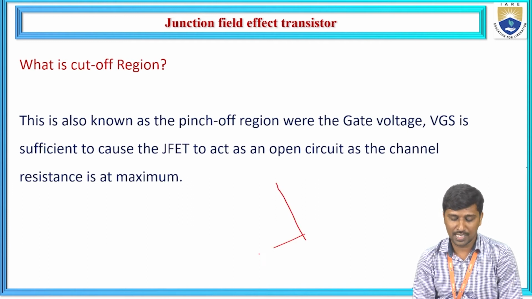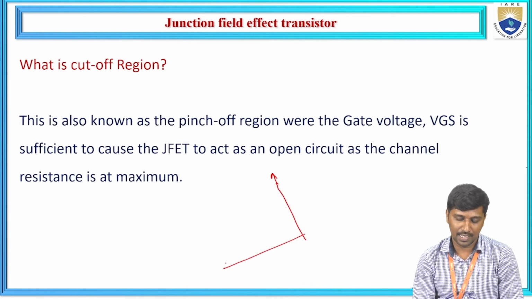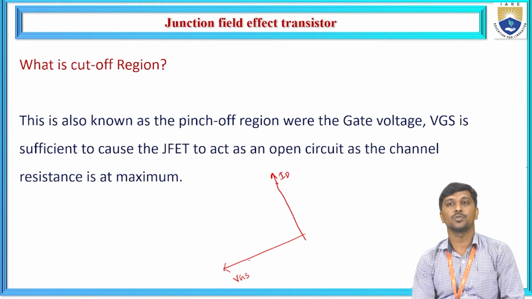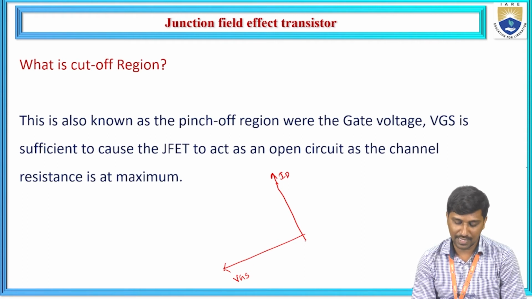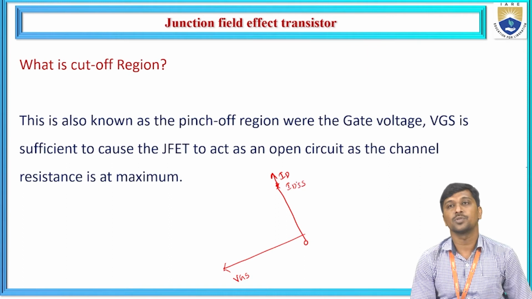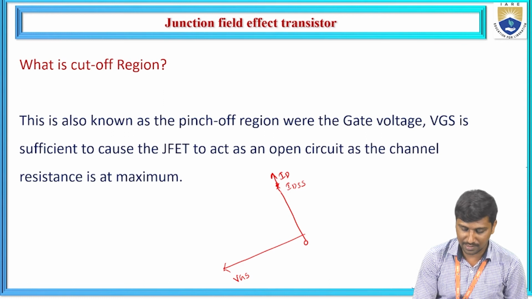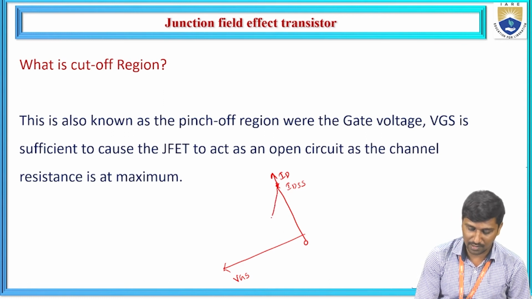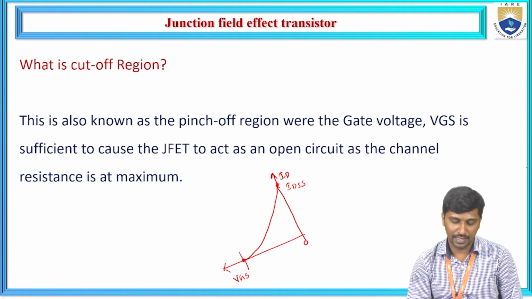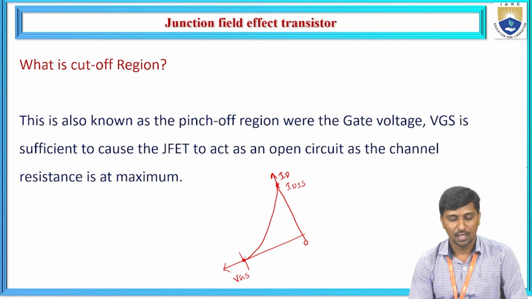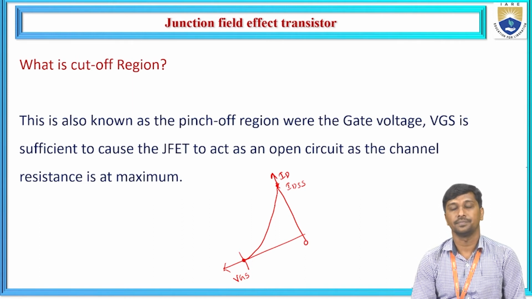If you observe the transfer characteristics, they are drawn between VGS versus ID, the gate to source voltage and drain current, with VGS taken as negative. When VGS is 0, the drain current is maximum, that is the drain to source saturation current. When VGS is decreased from 0, the drain current is also decreased. At the point where the drain current becomes 0, this region is called the cutoff region.